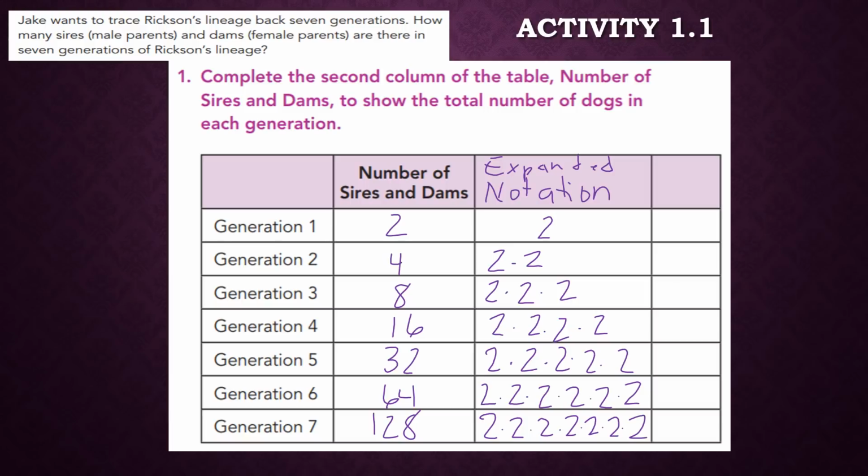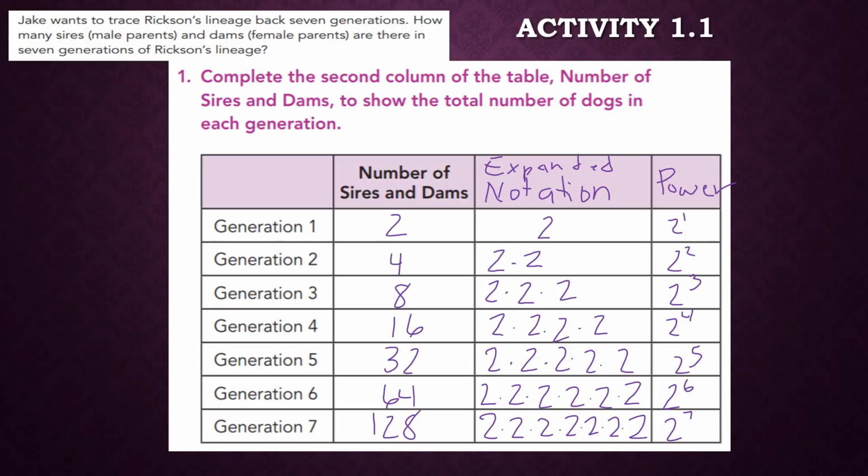Perfect. And then question number 3, it says to label the 4th column of the table power, and then fill it in. So the power for the first one would be 2 to the 1st, then 2 to the 2nd, 2 to the 3rd, 2 to the 4th, 2 to the 5th, 2 to the 6th, and 2 to the 7th. Because again, 2 was our base. The exponent was how many times we were multiplying that number by itself. Please raise your hand and pause the video at any point if you have any questions.